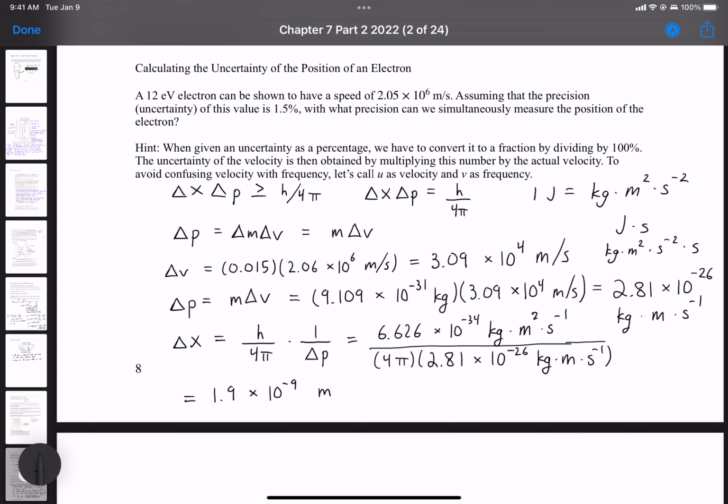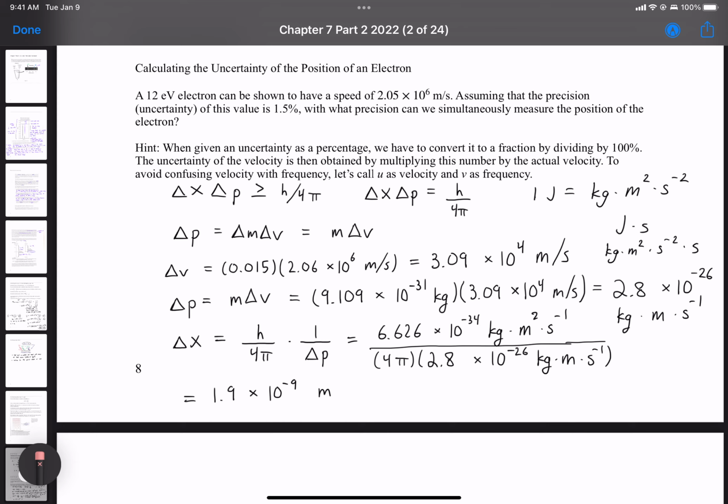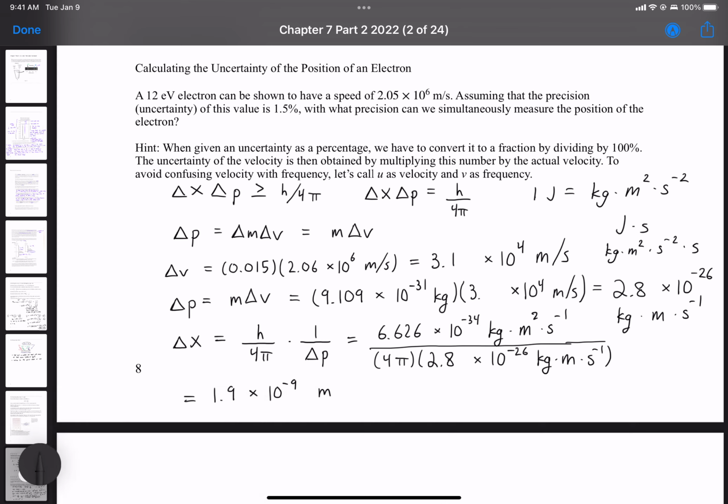Okay, so I kind of messed up on the sig figs here. So let's go back and just put 2.8, and let's put this as 3.10 because the 1.5 has only 2 sig figs. So let's just do that. Okay, sorry about that. Okay, so this actually equals 1.9 times 10 to the third picometers.